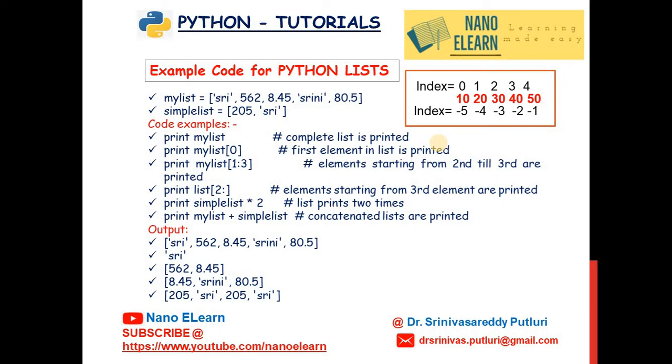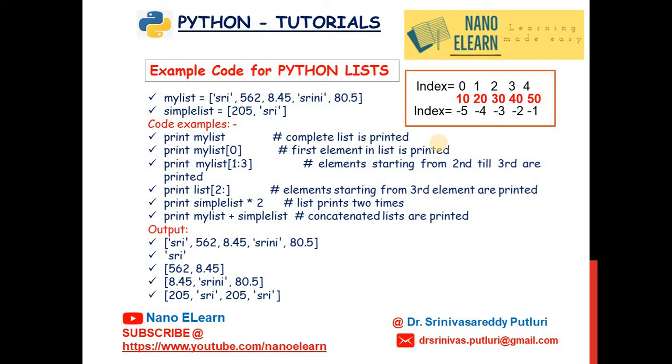These are a few code examples. I have defined two lists, mylist and simple list, which have 5 and 2 elements in them. These are a few code examples to better understand how the code works in the case of lists. Print mylist prints the complete list. Print mylist of 0 prints the first element in the list. Print mylist of 1:3 prints all elements starting from the second till the third.